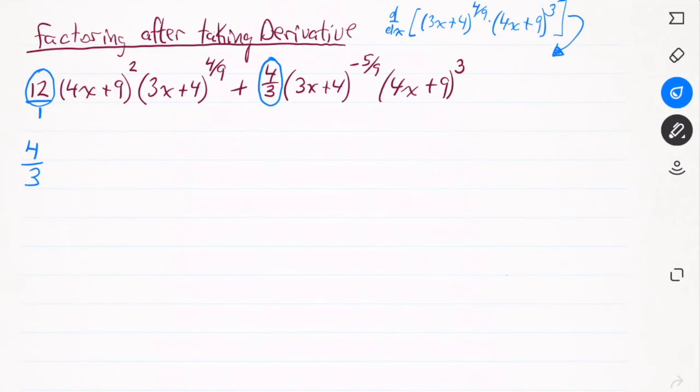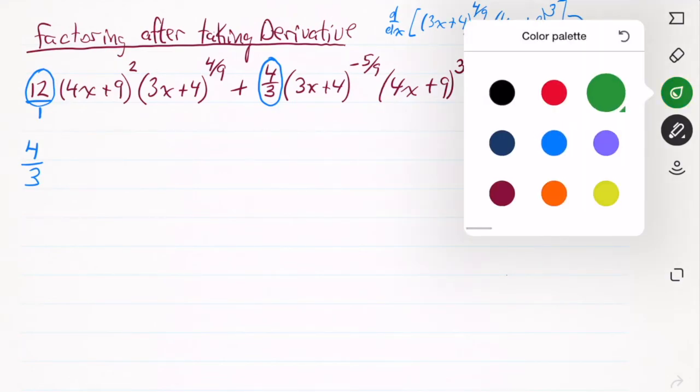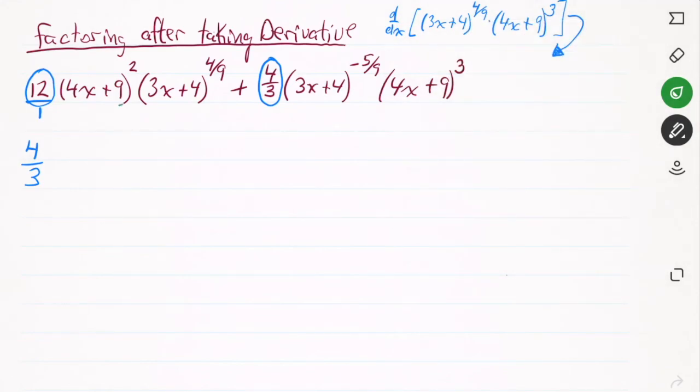All right, so after the numbers come anything that's in common otherwise. So we have here 4x plus 9 and 4x plus 9. And then you have to look at the powers and pull out the smaller of the two. The square is actually the smaller one. So then this becomes 4x plus 9 raised to the second as a greatest common factor.